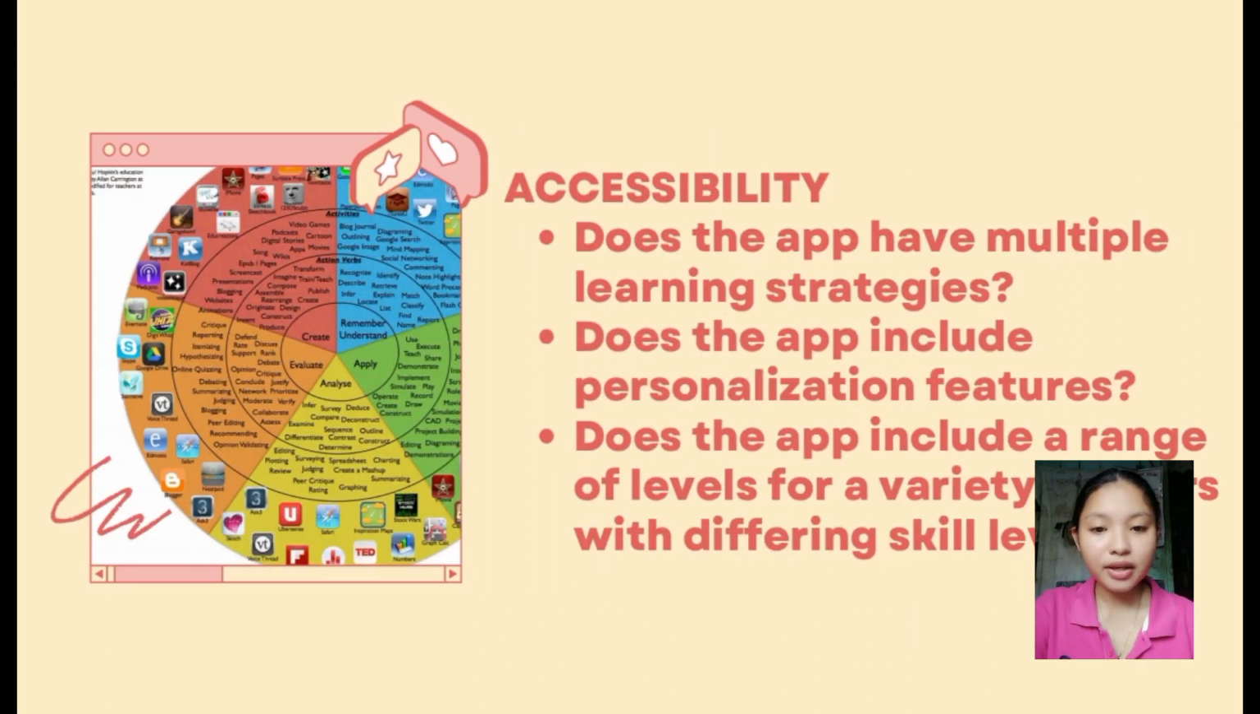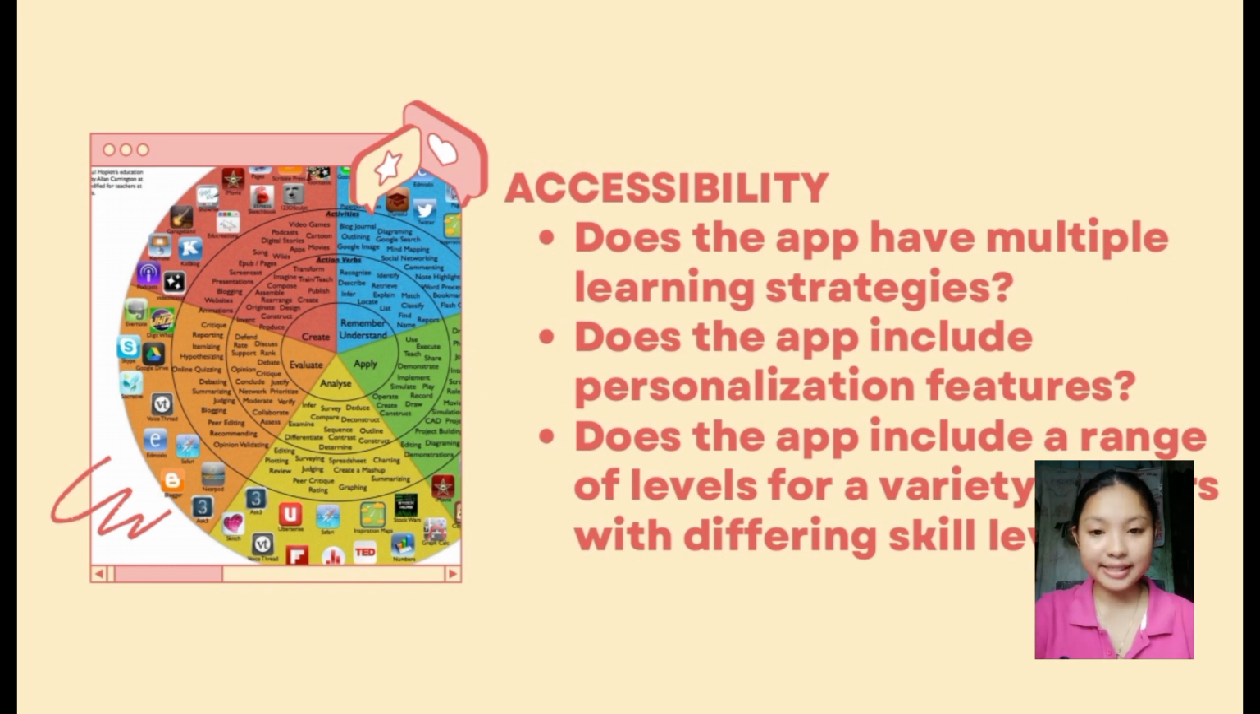Okay, and then, accessibility. Does the app have multiple learning strategies? And does the app include personalization features? And does the app include a range of levels for a variety of users with different skill levels? So, in choosing an application, make sure that your students can access the applications that you are using in your teaching process. So, those are the 4 criteria that we should know in choosing appropriate applications that will help in our teaching and learning process.